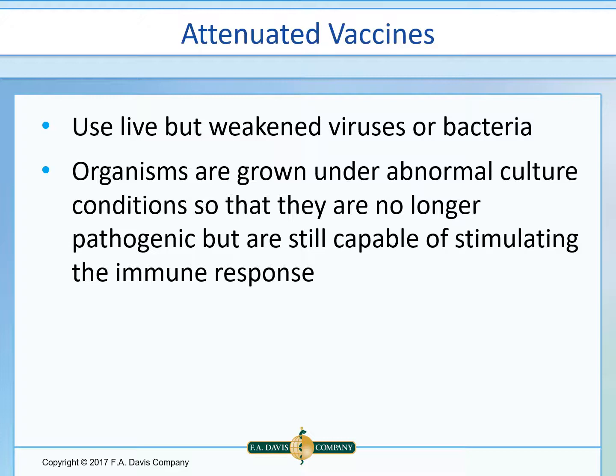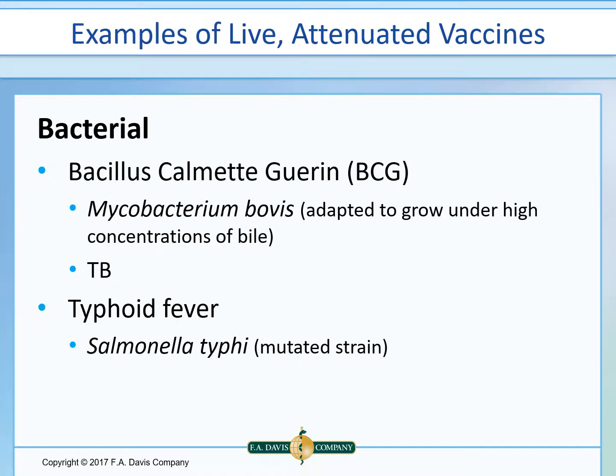As we've already mentioned, attenuated vaccines use live but weakened viruses or bacteria. So these organisms are grown under abnormal culture conditions, so they are no longer pathogenic but are still capable of stimulating an immune response. An example of an attenuated preparation of a vaccine is for tuberculosis.